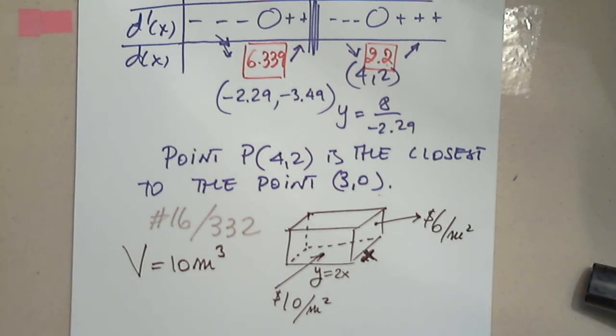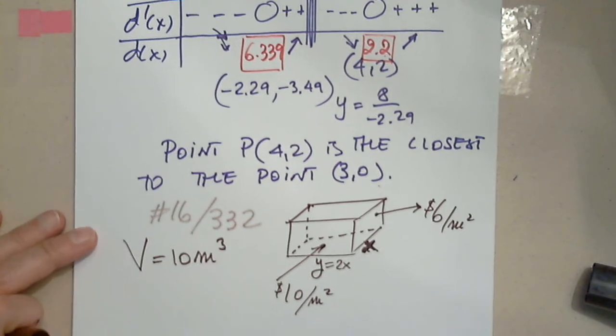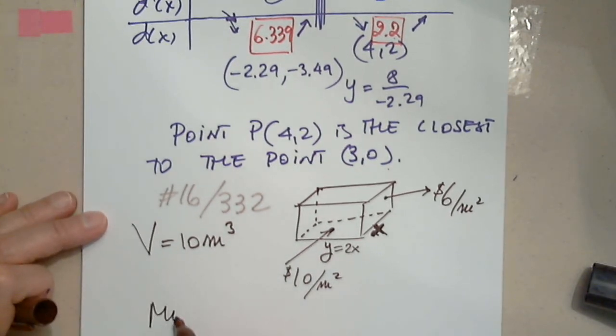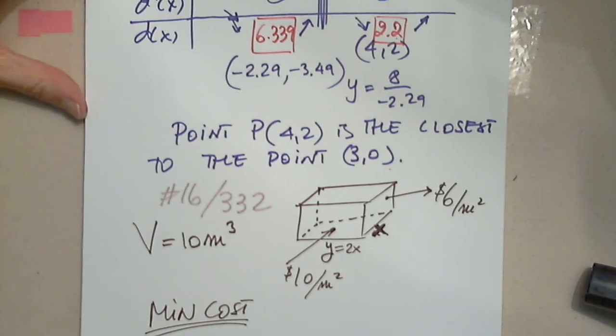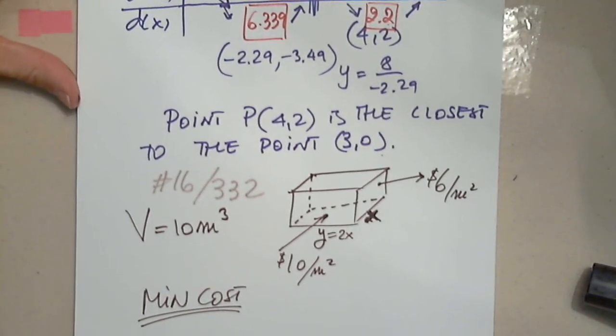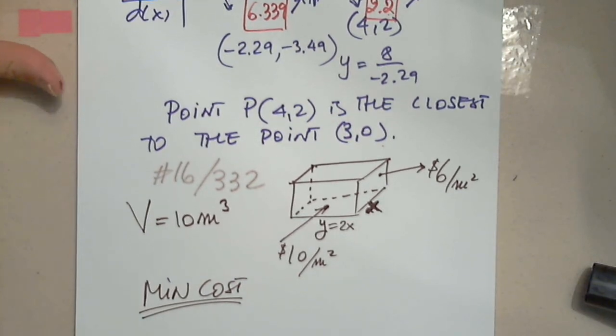Find the cost of materials for the cheapest such container. Minimum cost. In order to minimize the cost, we have to create the cost function.